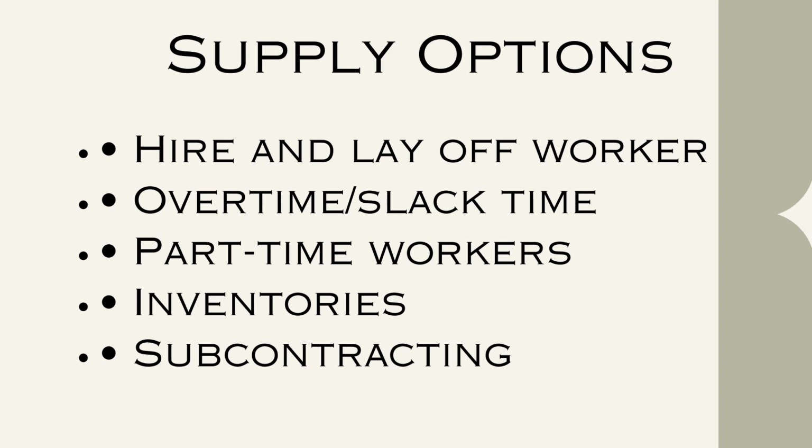The first one is hire and lay off workers. Hiring additional workers can increase production capacity during periods of high demand, while laying off workers can help reduce costs during periods of low demand. The next is the overtime or slack time. By allowing employees to work overtime or adjusting their work hours, companies can increase or decrease the available production time. Overtime enables companies to produce more during peak periods, while slack time allows for reduced production during low demand periods.